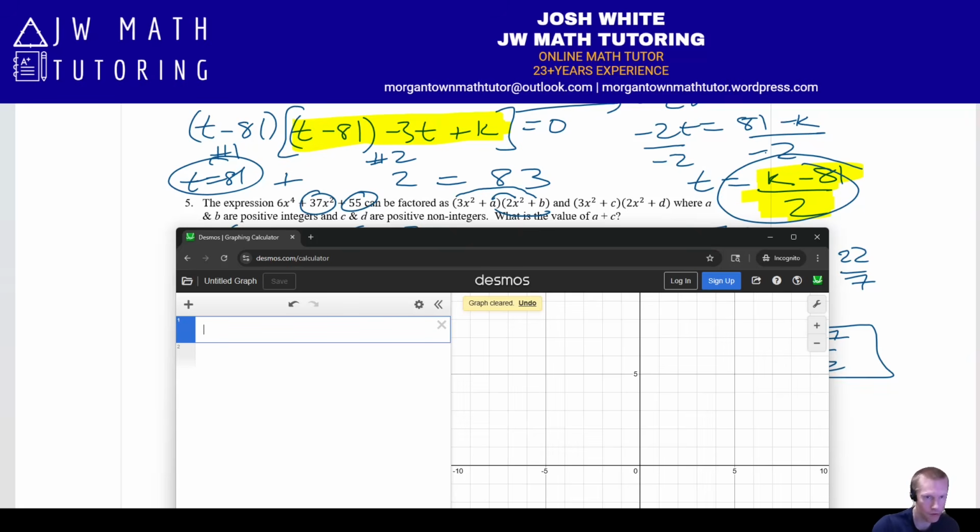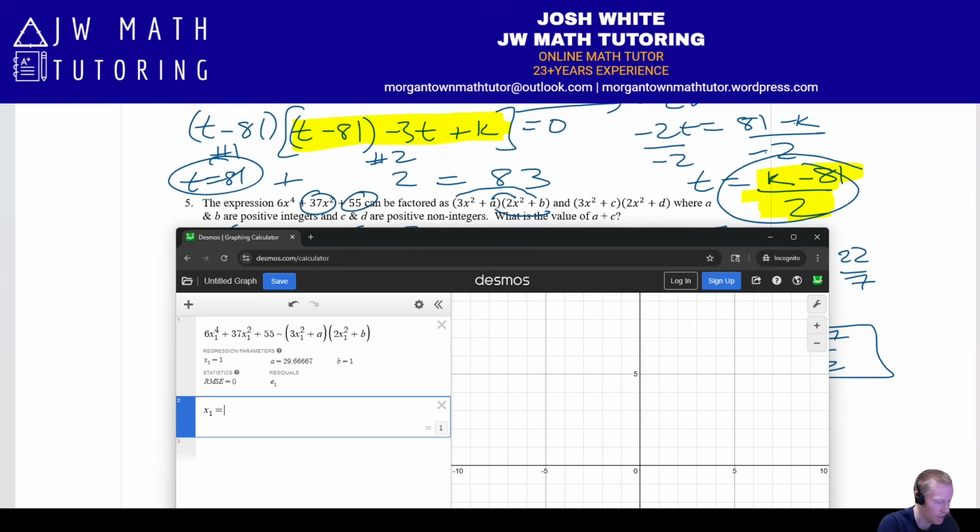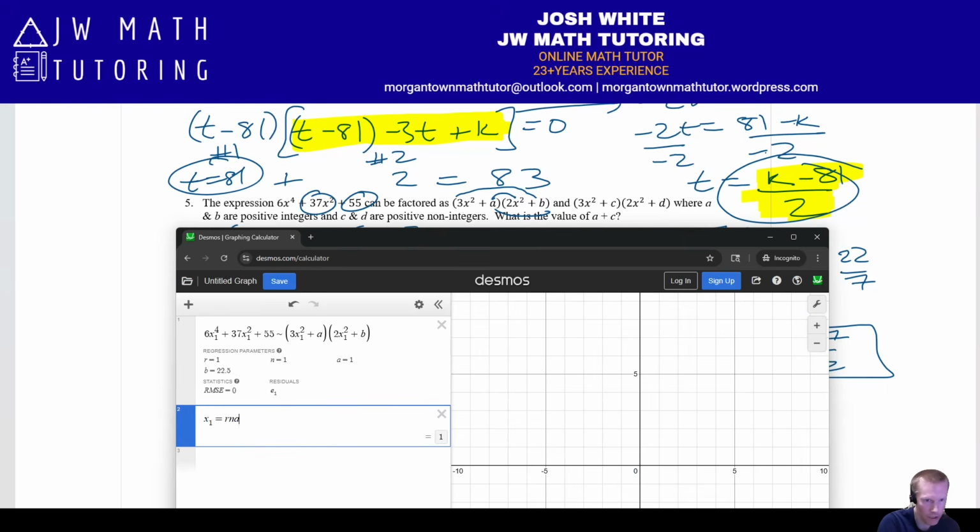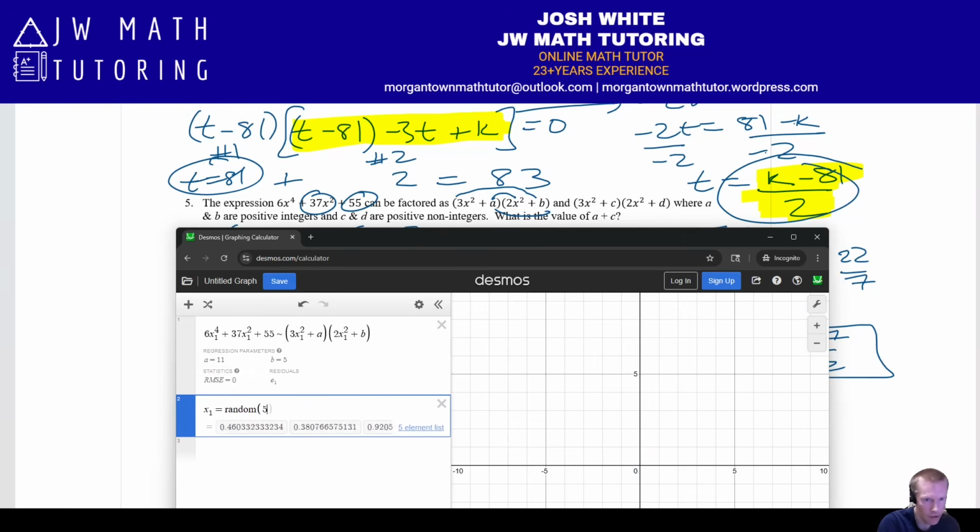The problem is you have to do a little trick. So, okay, we're going to do the original statement. Then we're going to regress to 3x1 squared plus a, 2x1 squared plus b. And then we'll define x1 as our list. Let's see if the random function will work here. Yes, we get a is 11, b is 5.